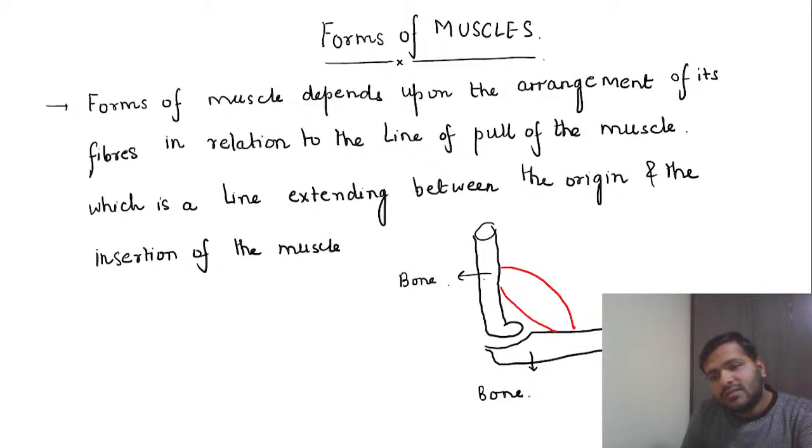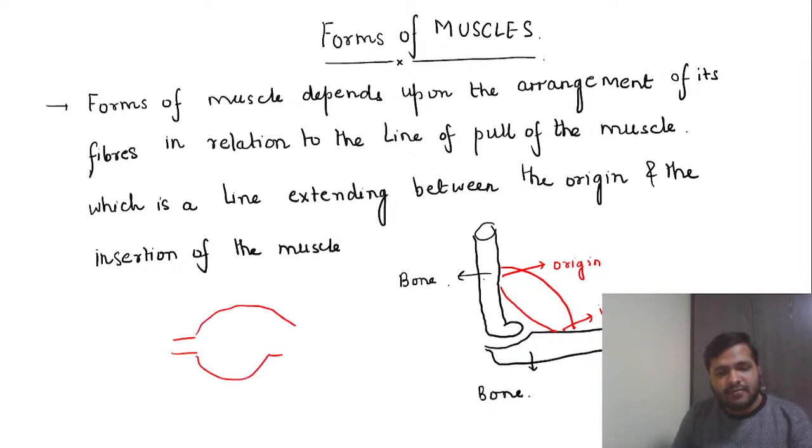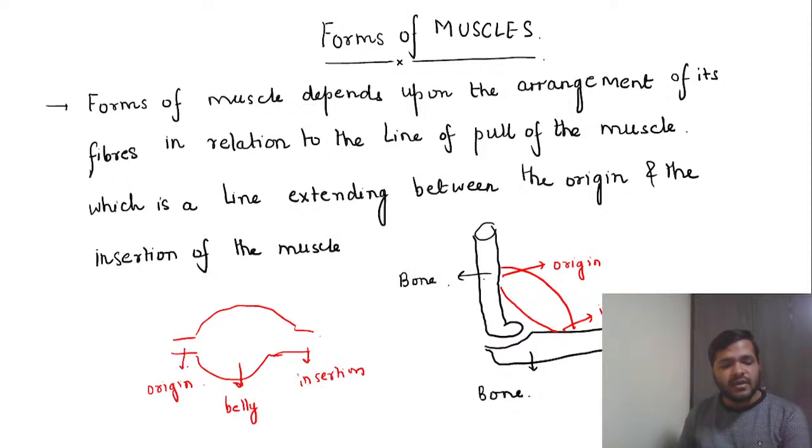These bones basically have one point that is called the origin, and another point which is called the insertion, the two ends of the muscle. I have already explained this in my session. So you are very well aware that there are two points of the muscle: the first is called the origin, the other is called the insertion. The part between them is called the belly, which is composed of fleshy fibers.